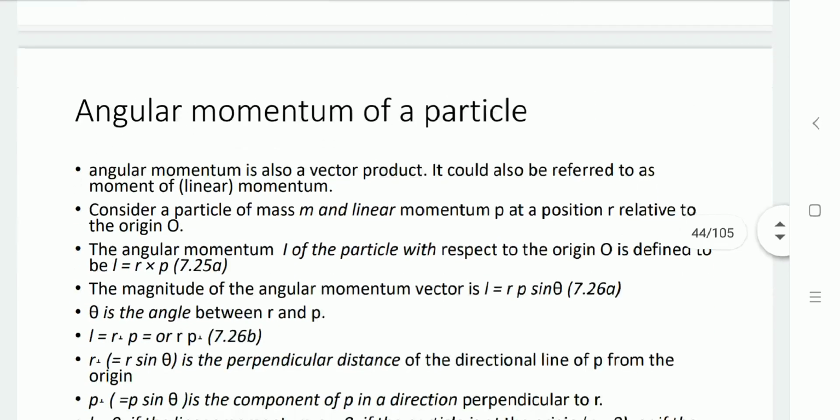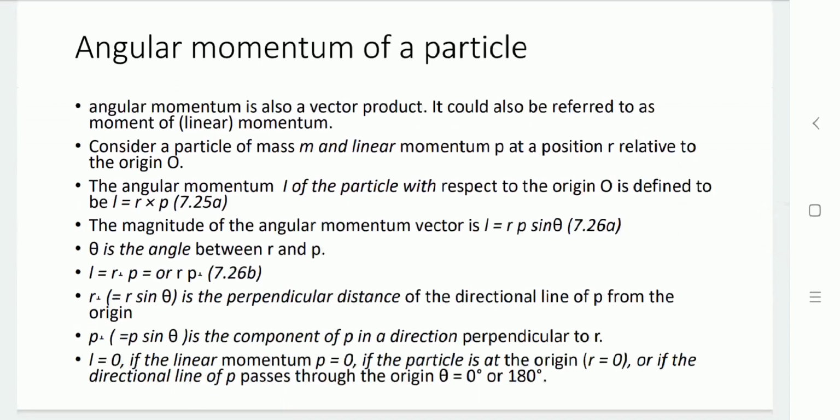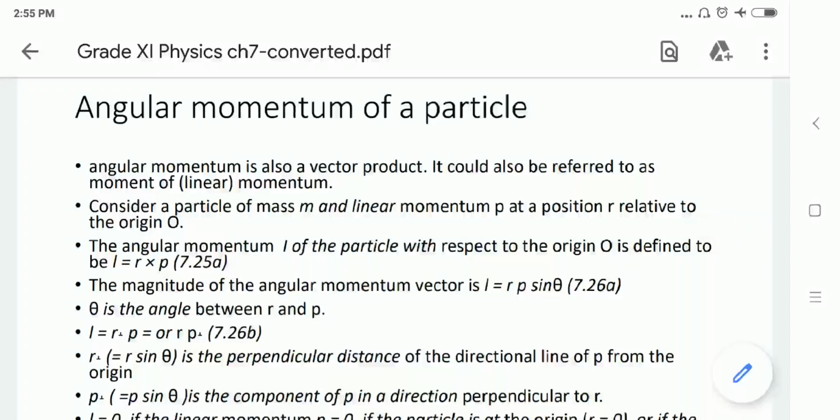Now let us understand another quantity, angular momentum of a particle. Angular momentum is a vector product. It can be referred to as the moment of linear momentum. Here let us take a mass m and linear momentum p at a position r from the origin. Angular momentum is denoted as L. So here we have the equation angular momentum L equals r cross p, and its magnitude L equals r p sine theta, where theta is the angle between r and p.